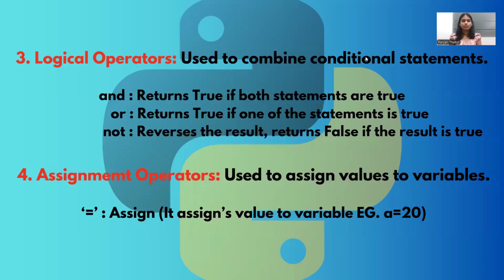So till now we have already studied three types of operators. So let's move on to the fourth, which is assignment operators. This is used to assign values to variables. As you can see here, the symbol of the assignment operator is the equal to sign. So it is used to assign a value. For example, A is equal to 20. So 20 is assigned to A.